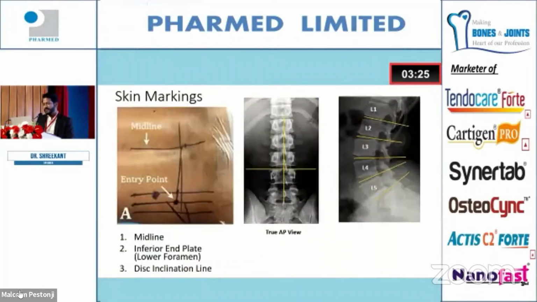So the skin marking, which has already been discussed in a lot of presentations, we take a midline skin marking. Then the second is the inferior end plate, and third is the disc inclination line. As far as the foraminoplasty is concerned, our target is not the center of the disc. Our target is the lower part of the foramen. So we usually mark the lower end plate, not the center of the disc.